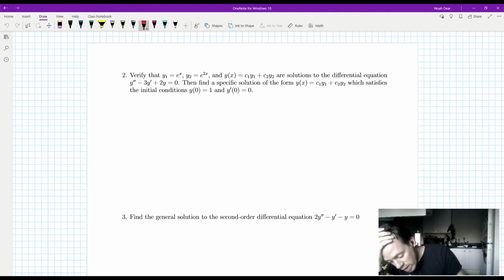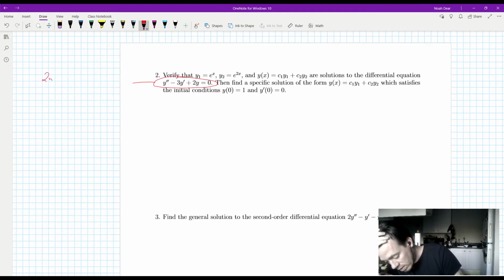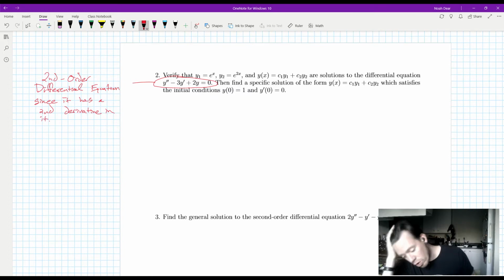So let's start by noting that this is our second order differential equation. It's called a second order differential equation since it has a second derivative in it. So that makes it second order.